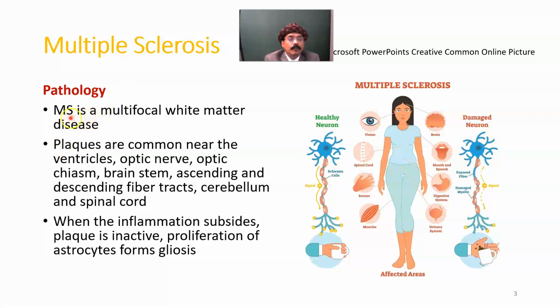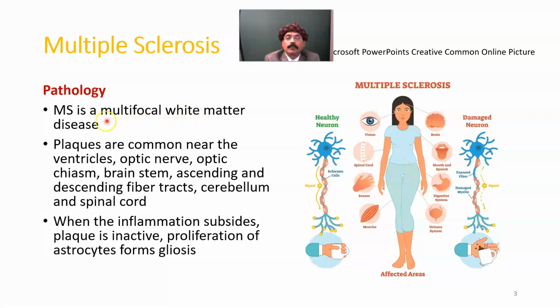Multiple sclerosis is a multifactorial white matter disease. White matter is composed of axons, the supporting cells, neuroglia, and blood vessels. White matter is present inside the gray matter in the brain, that is, the medulla of the brain. It is present on the outside of the spinal cord, around the gray matter.